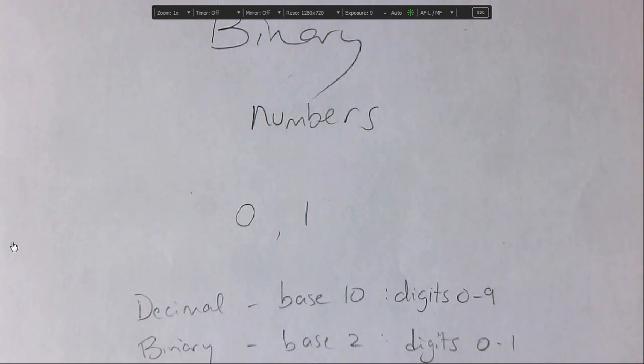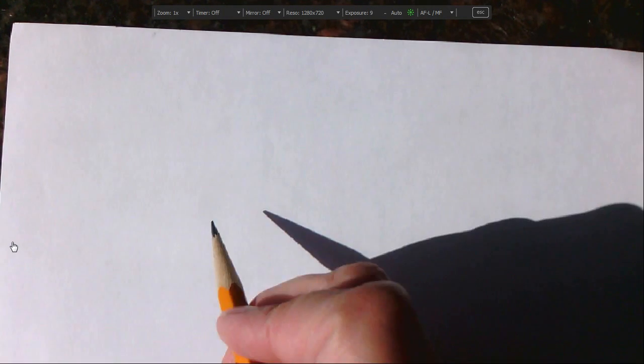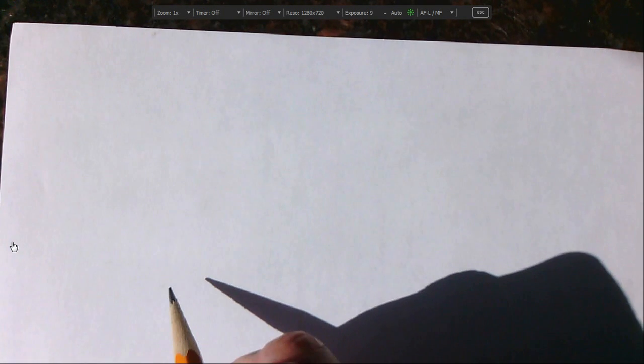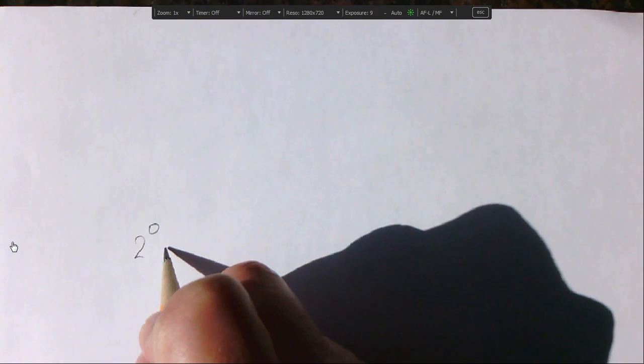Okay, so let's go through some examples. I'm just going to flip my paper over here. First, before we go any further, let's review the powers of 2. Since we are going to be working in base 2, we need to know the powers. So let's start with 2 to the 0.